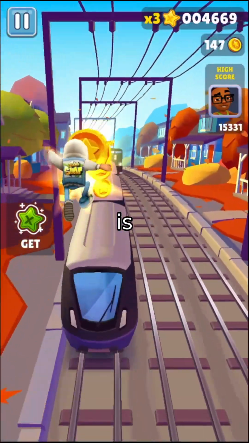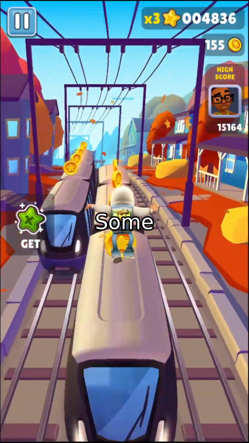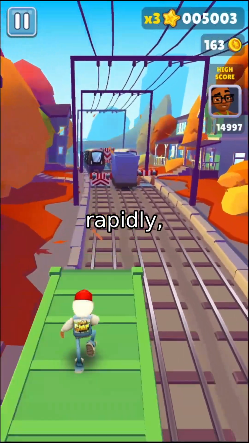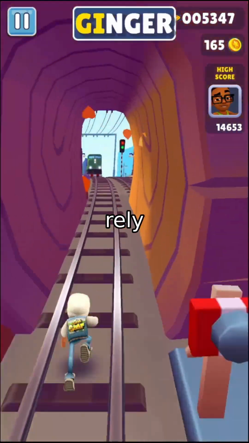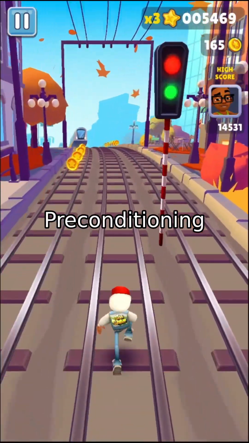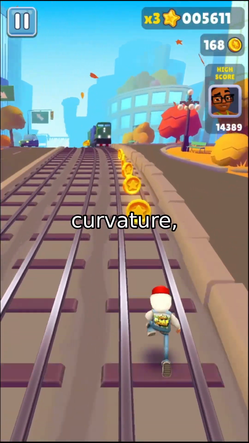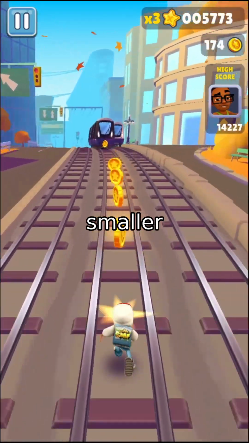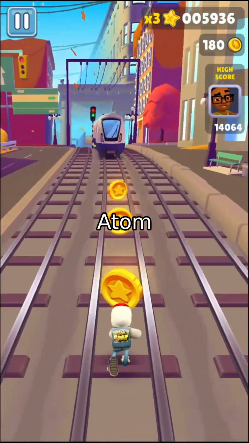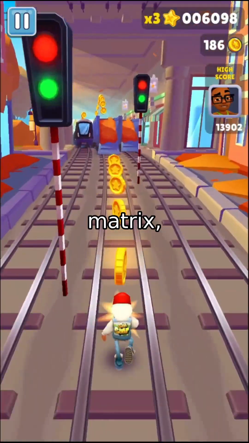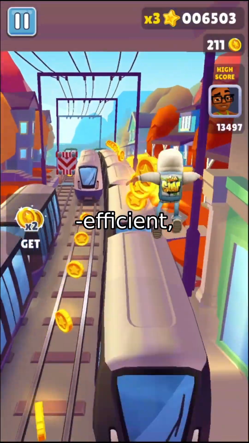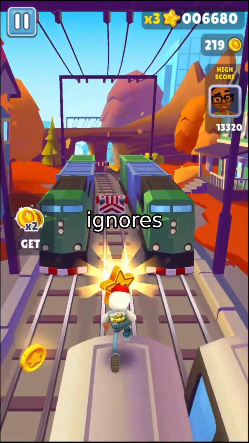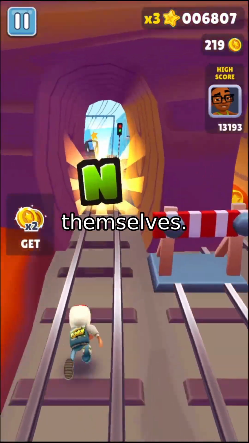The loss landscape here is notoriously anisotropic. Some directions in parameter space change the loss rapidly, while others are flat. Vanilla gradient descent struggles here, which is why we rely on preconditioning. Preconditioning rescales the gradient to account for the local curvature, allowing larger steps in flat directions and smaller steps in steep ones. Adam approximates this curvature with a diagonal matrix, tracking a running estimate of the element-wise squared gradient. It's fast, memory-efficient, and widely used, but it completely ignores the geometric structure of the weight matrices themselves.